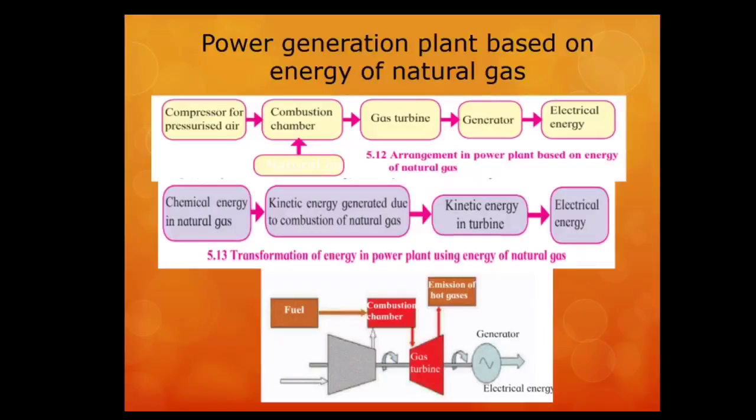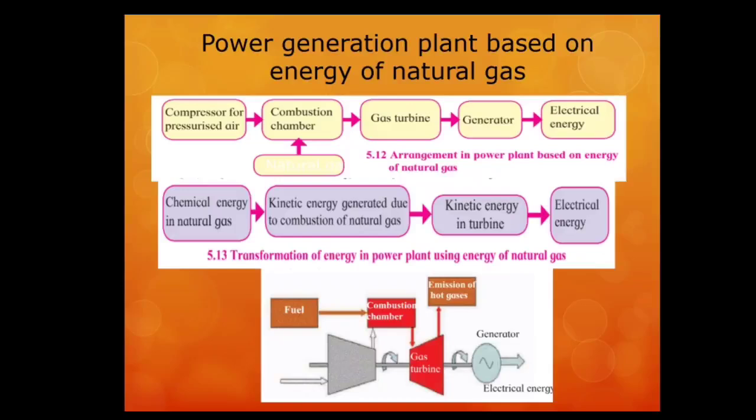Look at the second diagram over there. The chemical energy of the natural gas is converted into kinetic energy of the hot gas produced due to combustion of natural gas. Kinetic energy of this hot gas runs the turbine and electrical energy is generated.